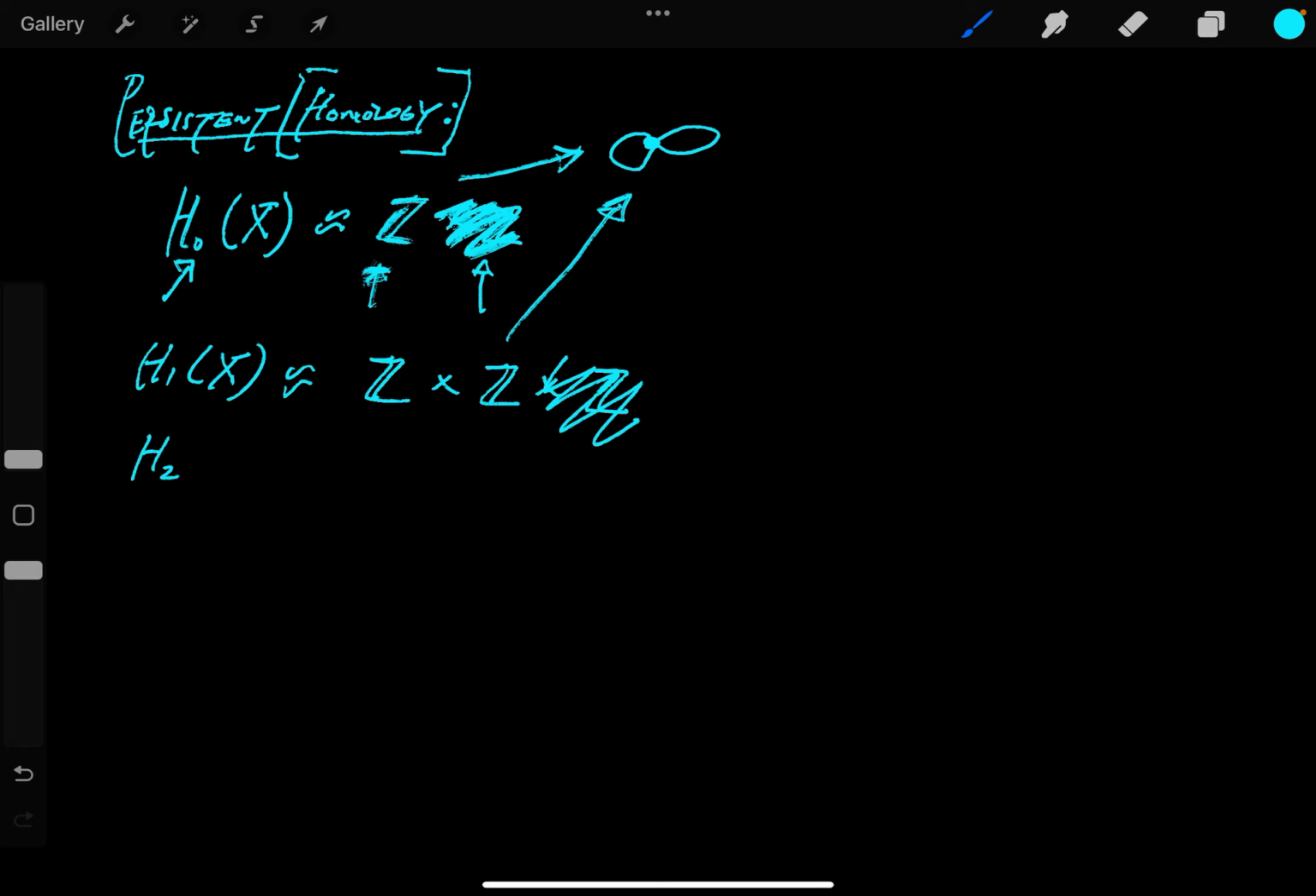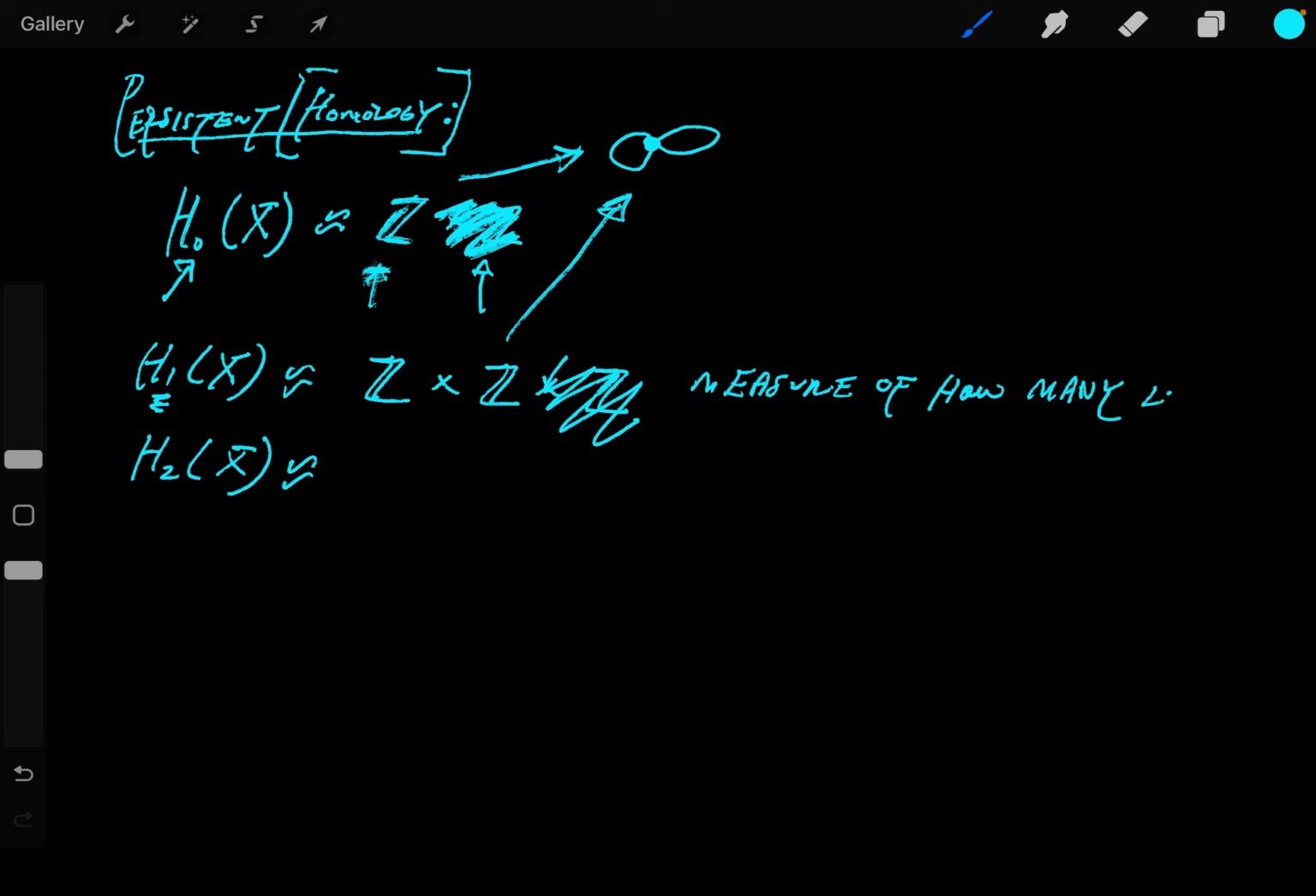Now H2, in this instance, is going to be a measure of, again, how many holes there are, but now we're going up a dimension. So H1 was a measure of how many S1s there are, how many circles or loops, right? And now this is going to be a measure of how many spheres or how many voids there are, right?